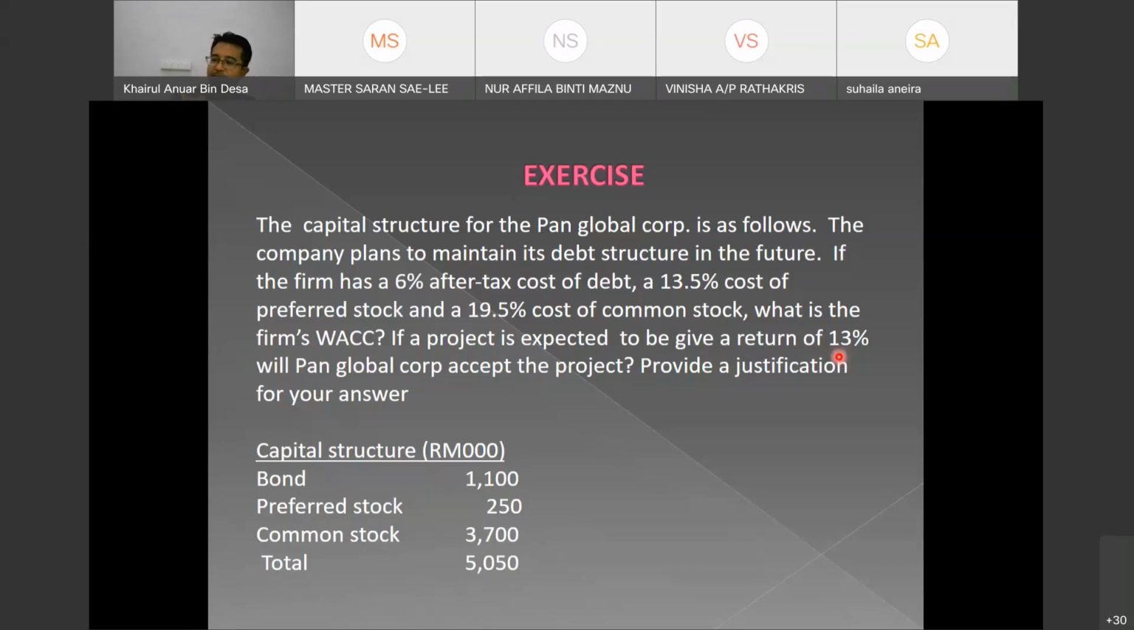Berapa sekarang? About 5 minutes. Okay. 5 minit. Cuba kira. Sekejap lagi saya akan panggil nama.